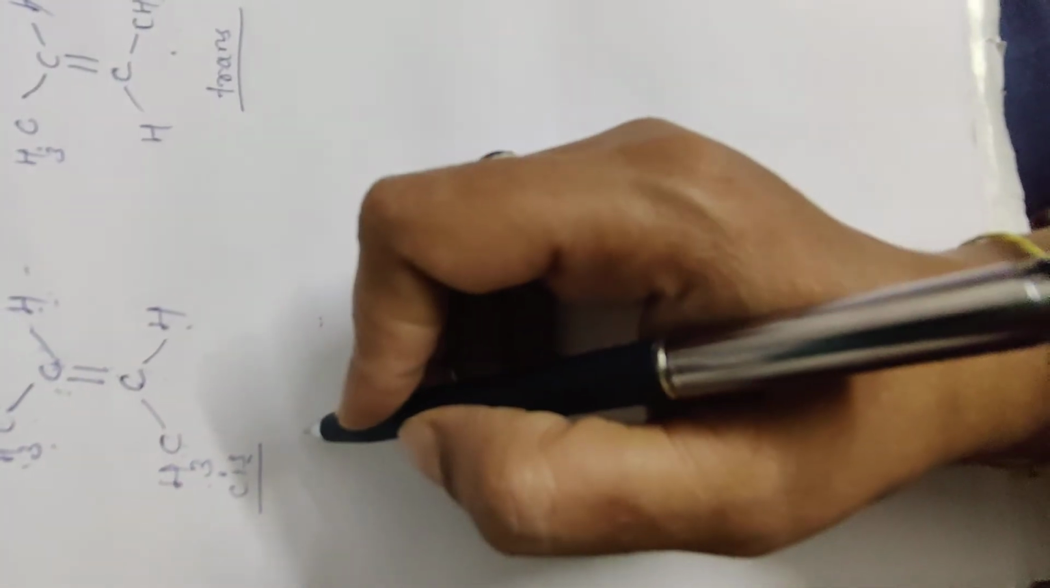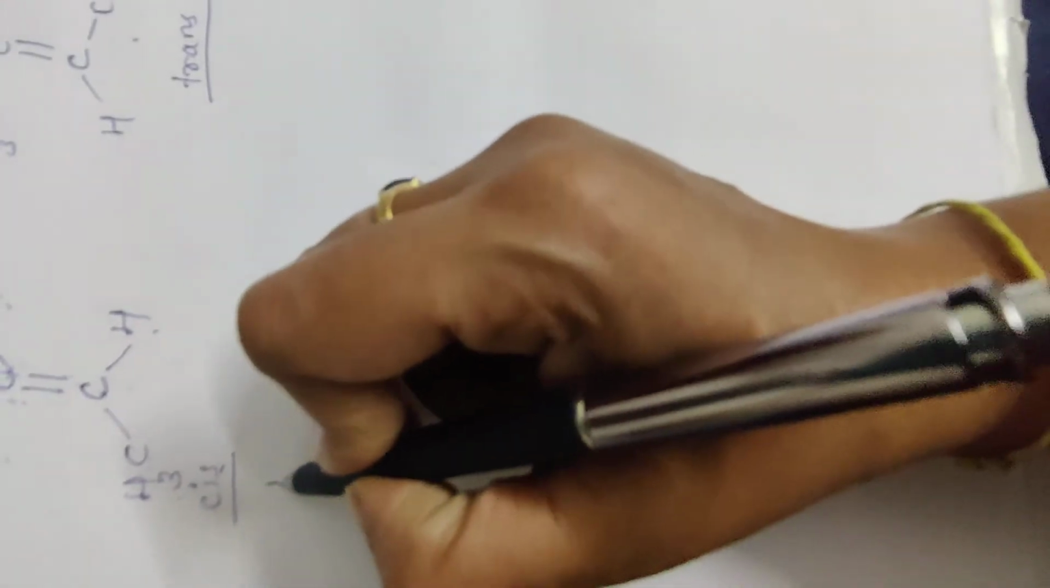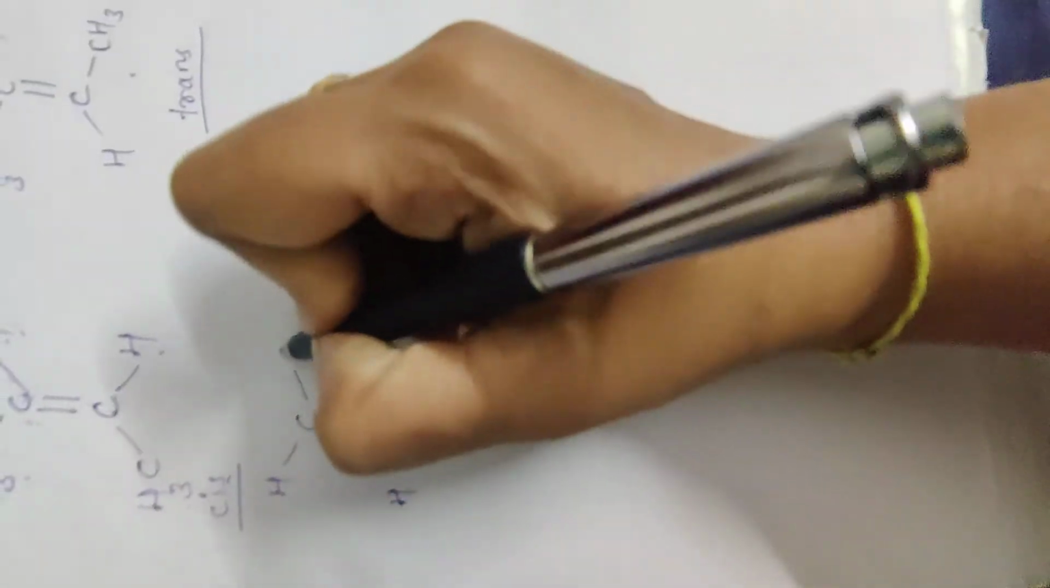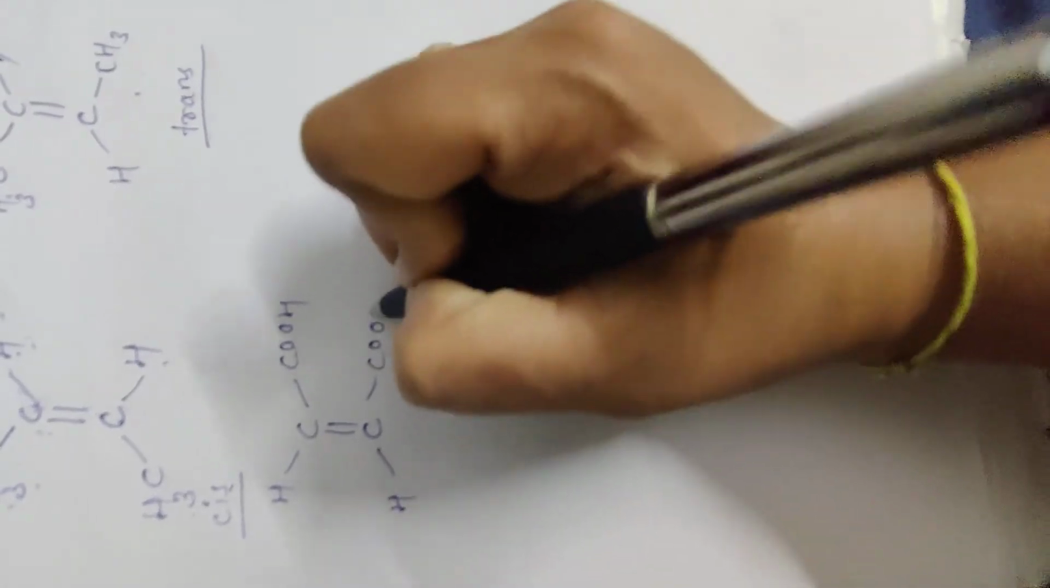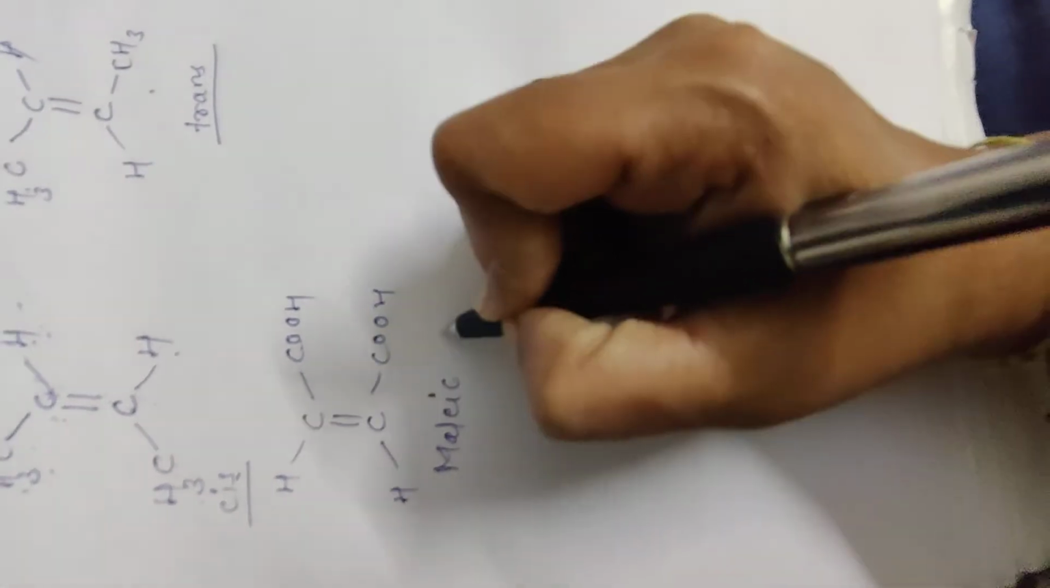Now in our syllabus we have the geometrical isomerism of maleic acid and fumaric acid. Now maleic acid means CH COOH, CH COOH, with C double bond C. So the molecular formula of this maleic acid is C4H4O4. We call it maleic acid.